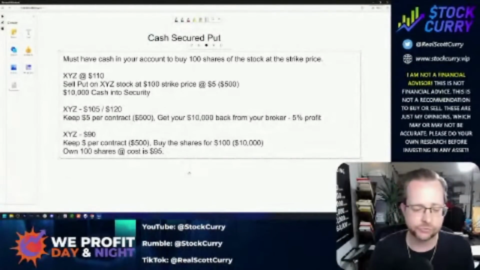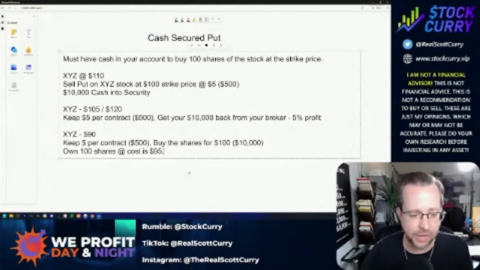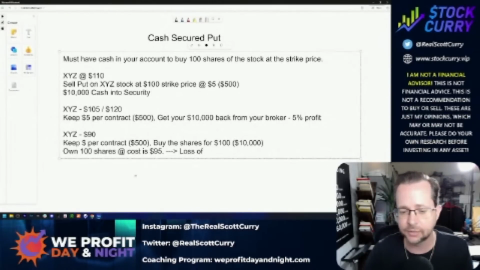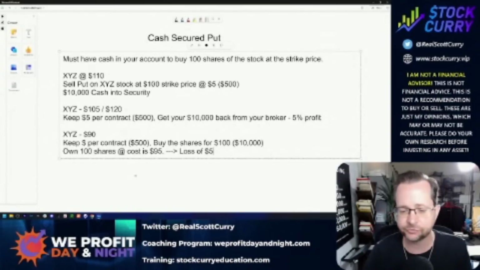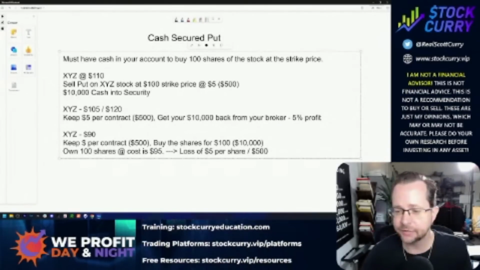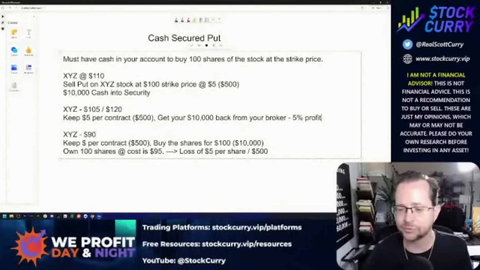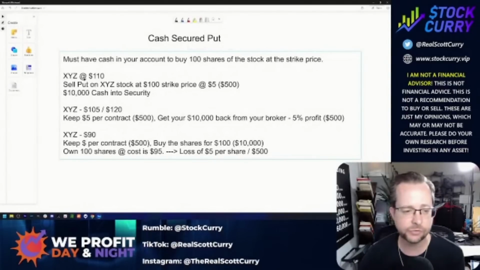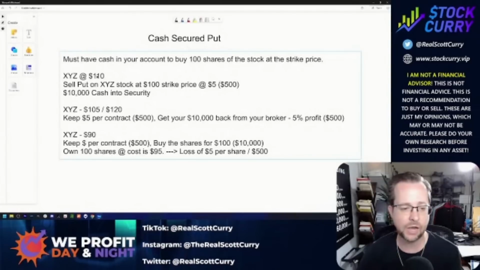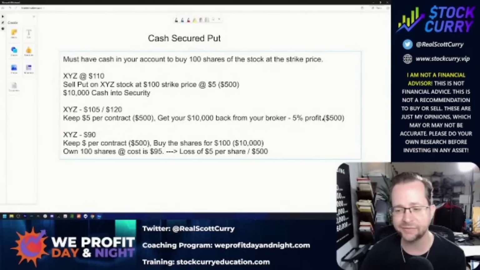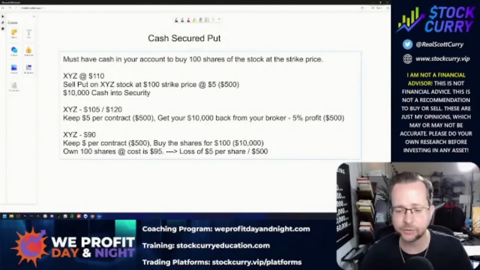Okay, check this out. Say the stock is worth $90. So right now you're sitting on a loss of $5 per share, or $500. In this particular case, you were sitting on a profit of 5%, or a profit of $500. Now, what are the odds that this is going to go from 110 to 90? Well, 10%. So 9 out of 10 times you're going to make $500. 1 out of 10 times you might lose a little.